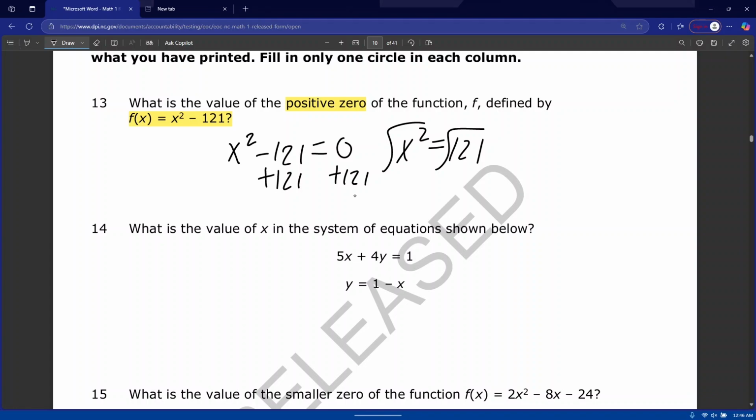Okay. So when we take the square root, we get x equals 11.